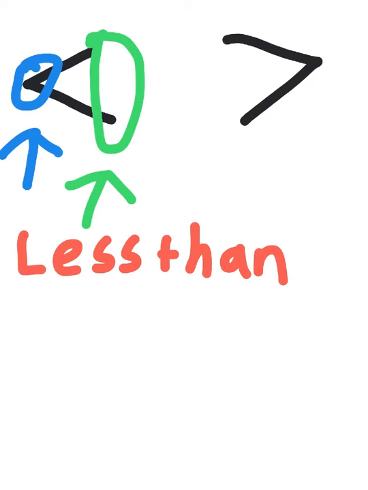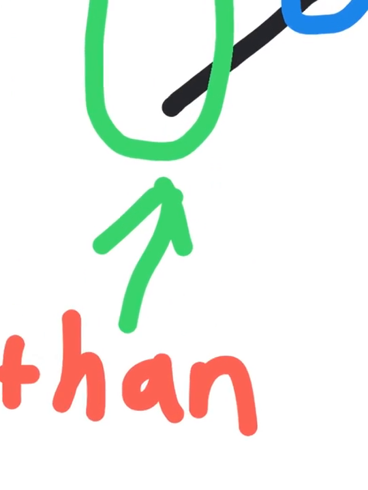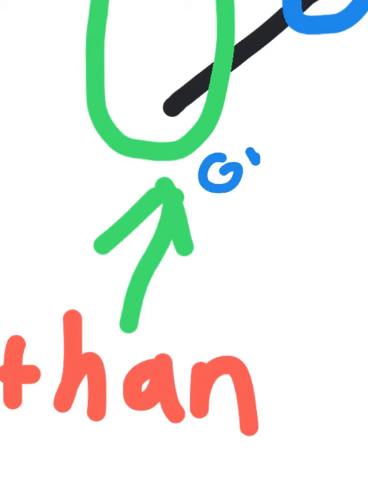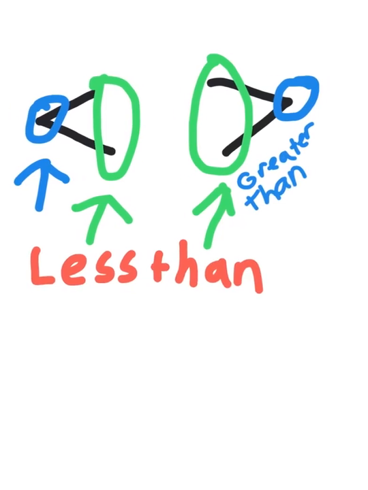Now, if we look over here at the other sign, notice how this end is over here, and then the mouth of it is opened up over here. This one would be the greater than sign. Let's see how small I can write this. Greater than. That would be the greater than sign.